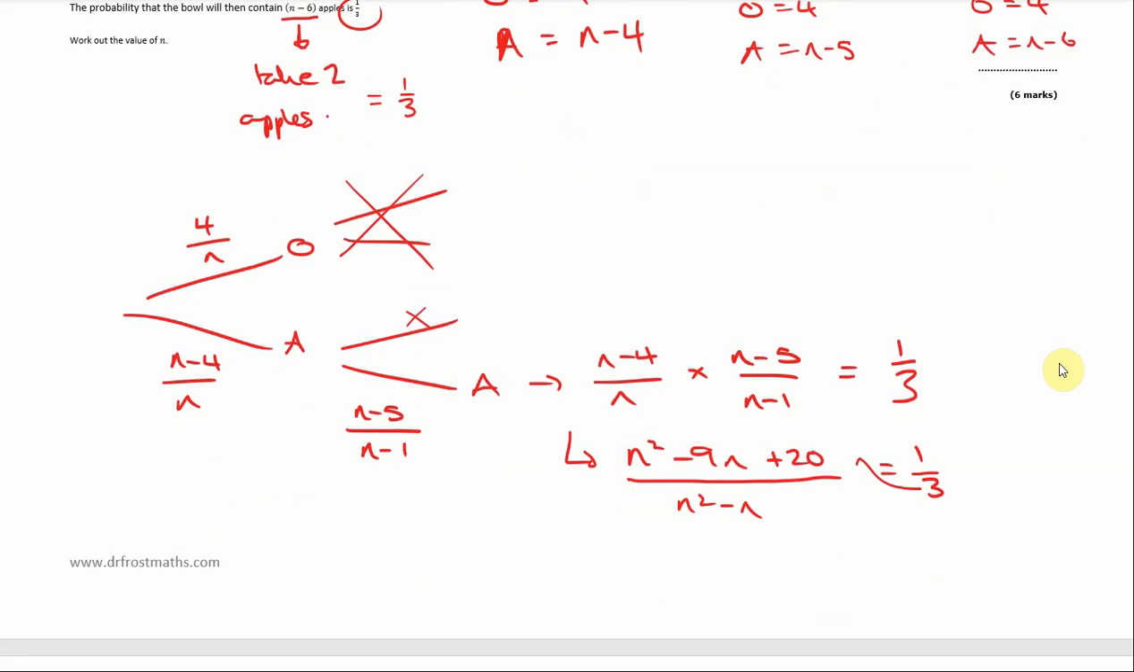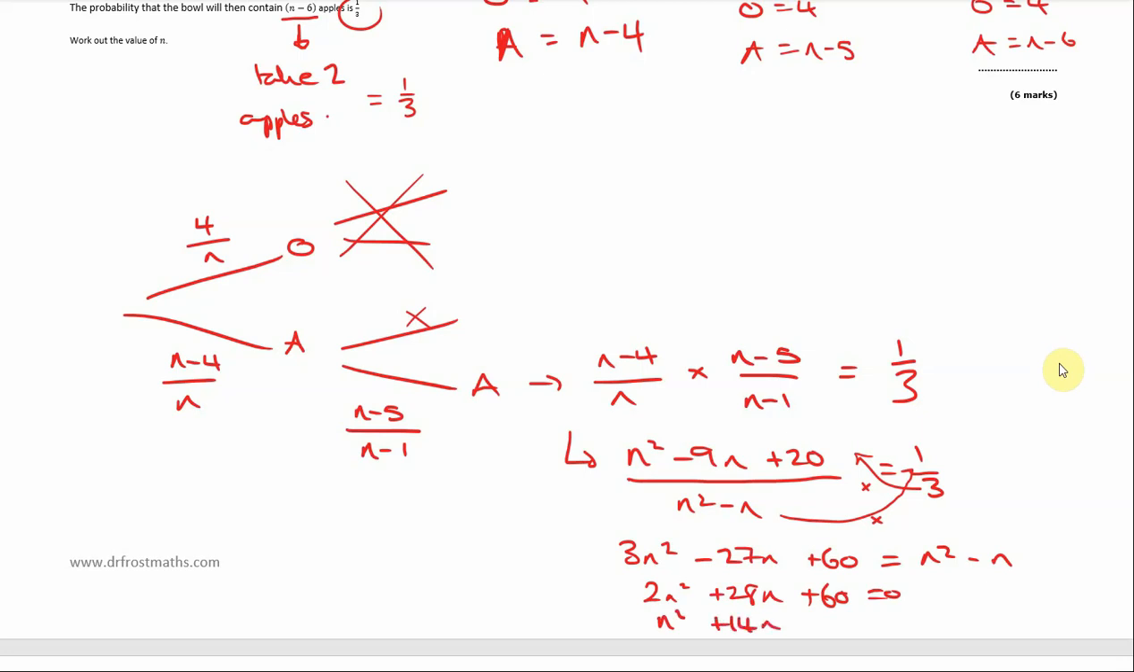Cross multiply. So this is going to be 3n squared minus 27n plus 60 equals n squared minus n. Take my n squared to the other side. 2n squared, add my n to the other side, plus 28n plus 60. I can divide this all by 2, so n squared plus 14n plus 30. And then I'm going to go into this corner here to finish it off. So I need to factorize and solve.